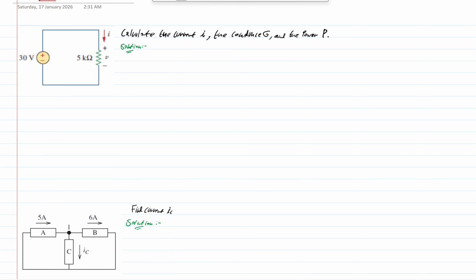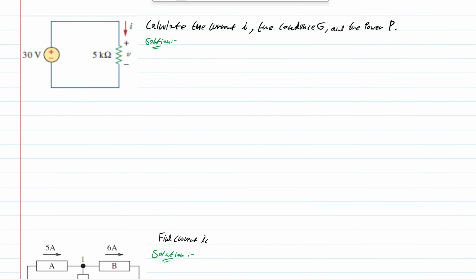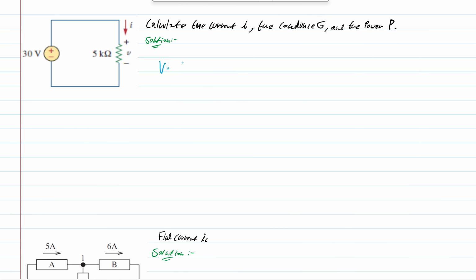So for this question, it's pretty simple. Once I'm done solving, I'll post this as a PDF in the description. What we have here is just V is equal to IR.